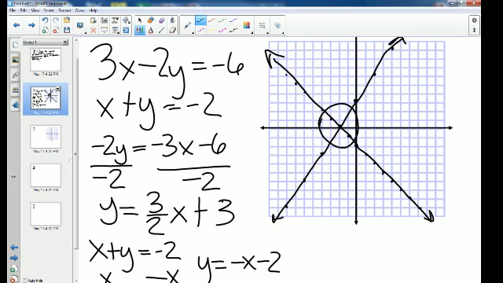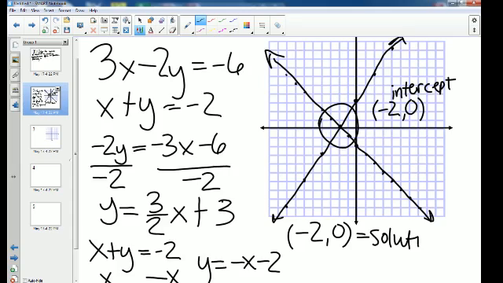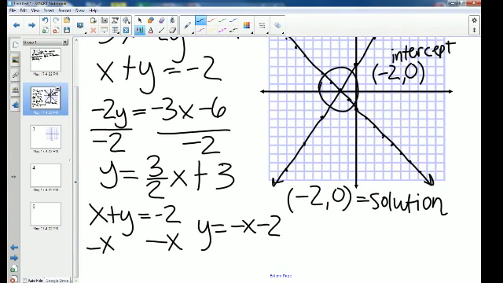They intersected at -2, 0. So -2, 0 is the solution to the system. You can also determine that it is an independent system because we only got one solution from graphing that. And that is the answer to the first example.